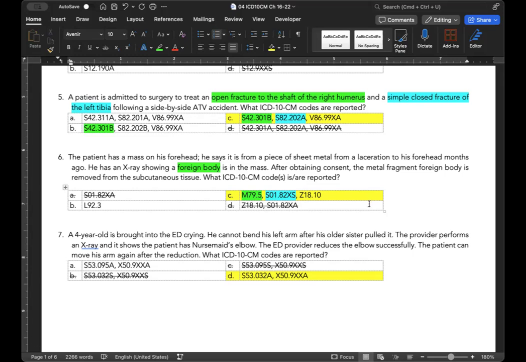But because we don't really have, besides the laceration itself, we don't really have detail as far as if it was an accident, if it was work, if he was operating a piece of machinery, whatever it might be. Does that make sense? Yeah. Okay, perfect.